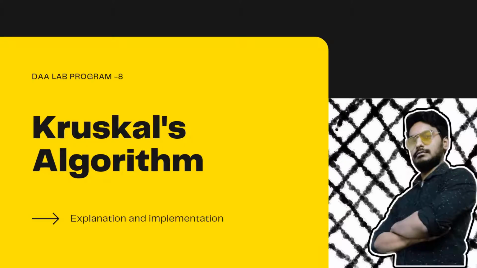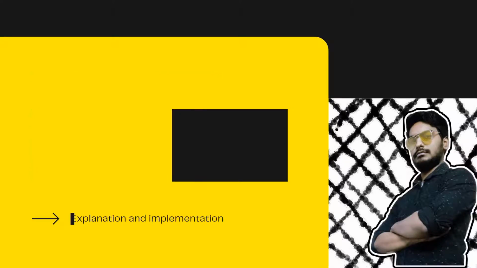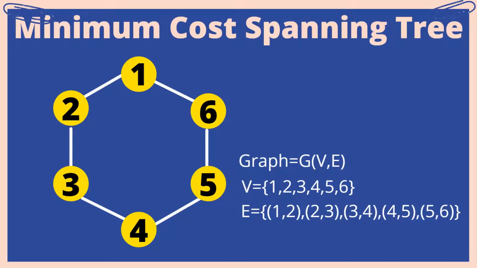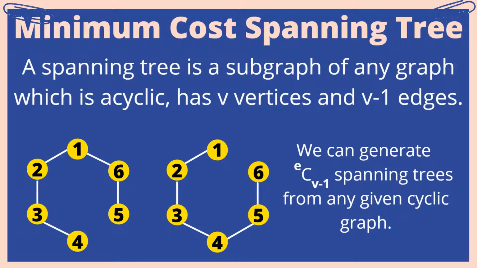So the topic is Kruskal's algorithm. This is a graph with V vertices and E edges. So what is a spanning tree? A spanning tree is a subgraph of any graph which is acyclic, has V vertices and V minus 1 edges.